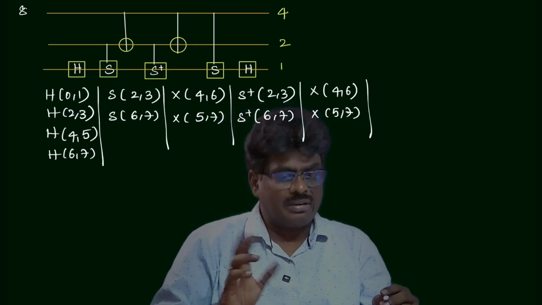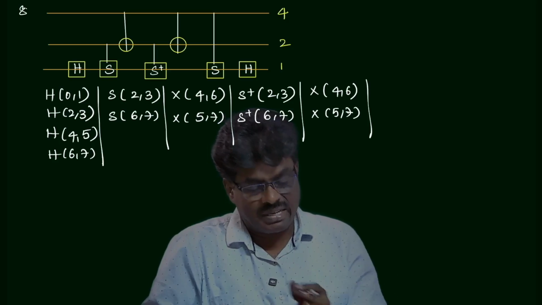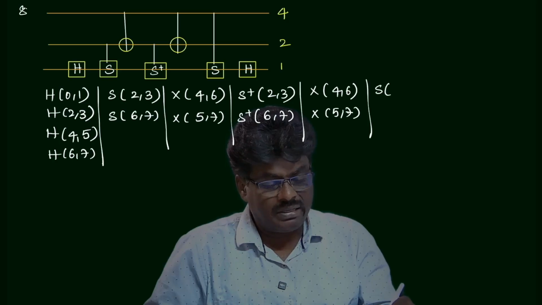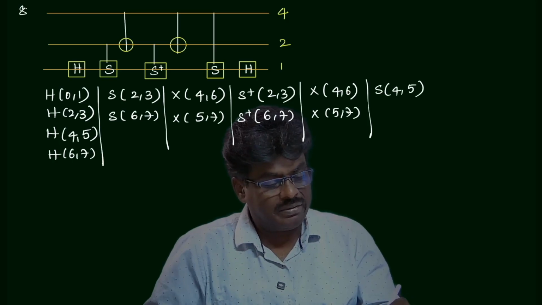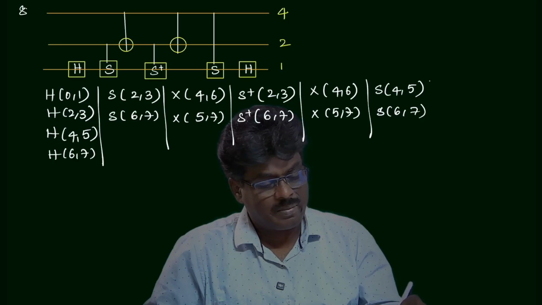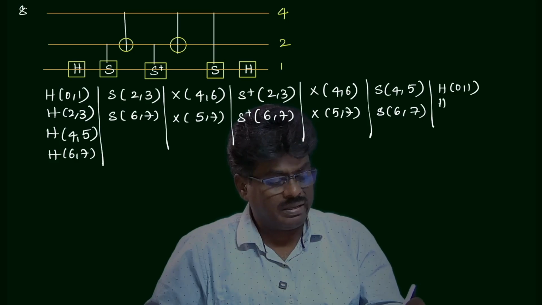This is a little bit quite interesting. No need to bother about that. These many things are there. Just wait and see. Some magic will be there. And here S 4 comma 5 and S 6 comma 7. And after that H on 1. That's why I repeat.